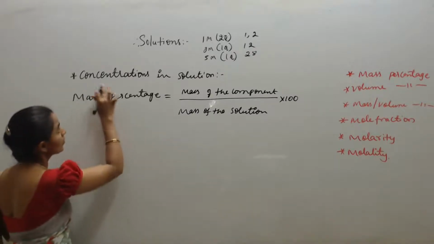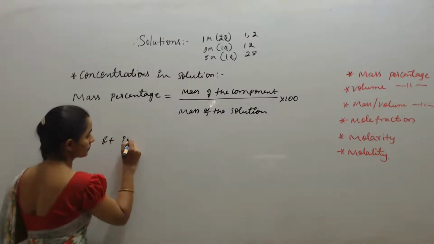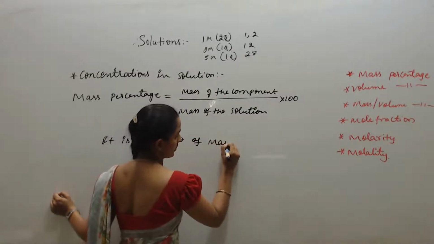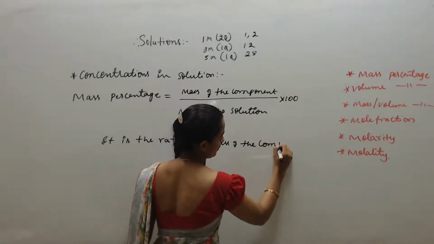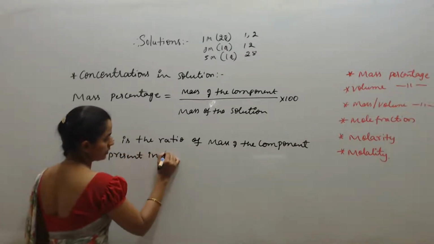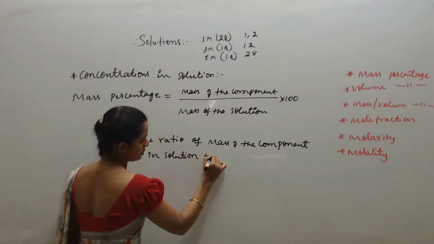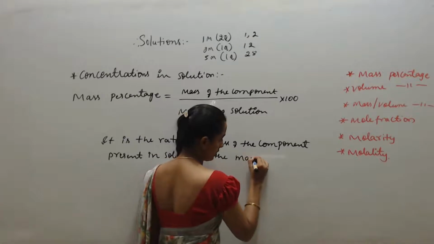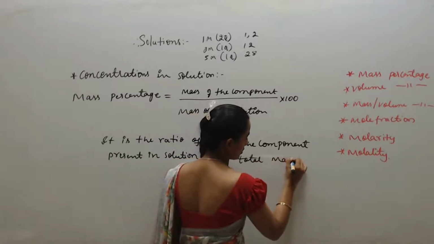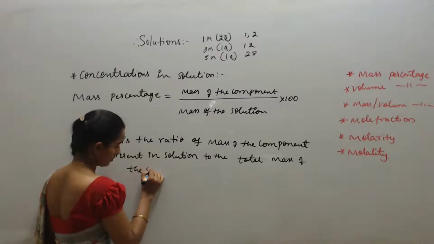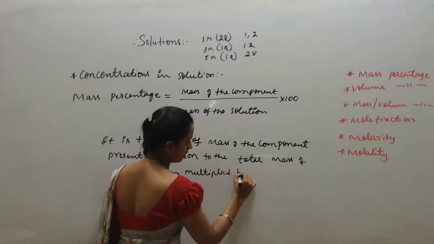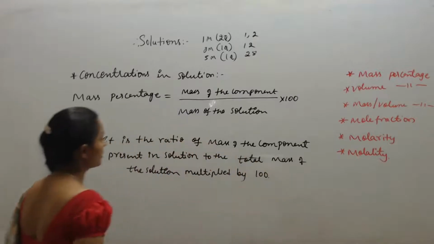So this is the formula. So the definition means, what is mass percentage? It is the ratio of mass of the component present in the solution to the total mass of the solution multiplied by 100. So this is the definition.